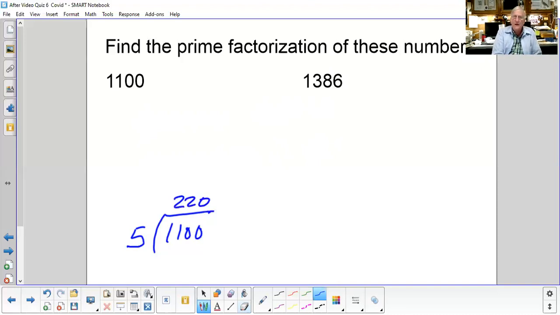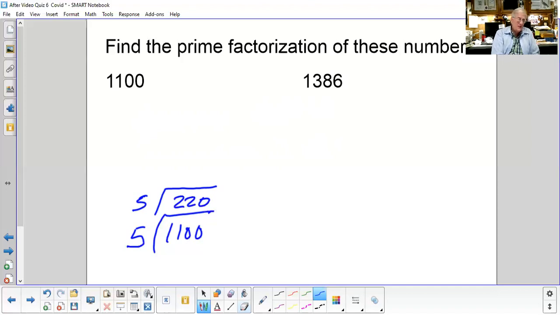Now I'm done obtaining the prime factorization of 1100 if 220 is a prime number. Well, I don't think 220 is a prime number because it is divisible by what? It's divisible by 5 again, right? It's also divisible by 2, so you don't have to necessarily go in a specific order. You can go in any order that you're comfortable with by dividing by primes that go into it evenly.